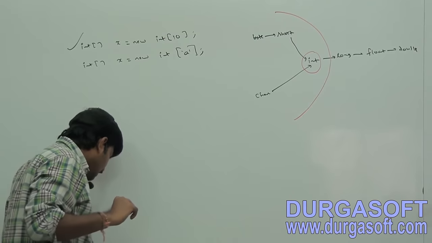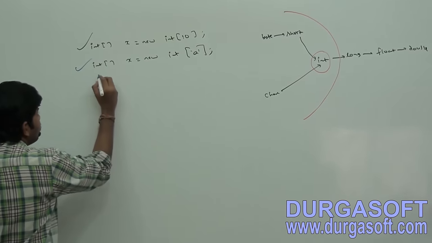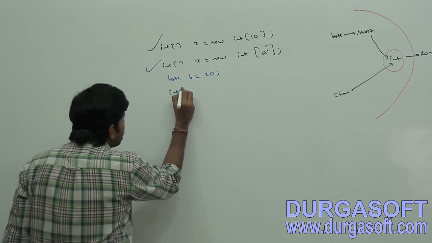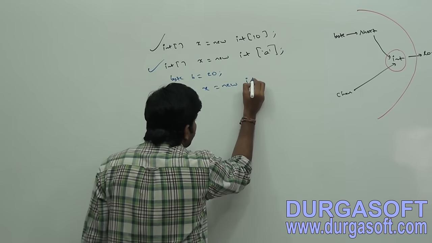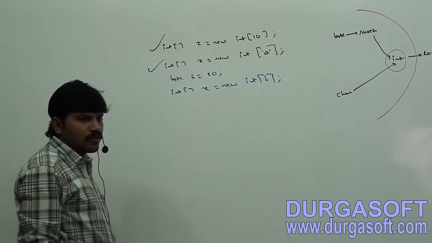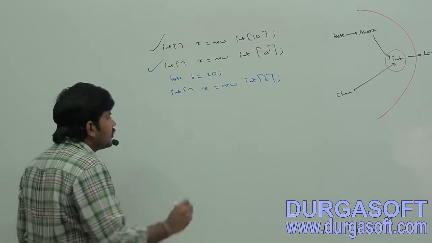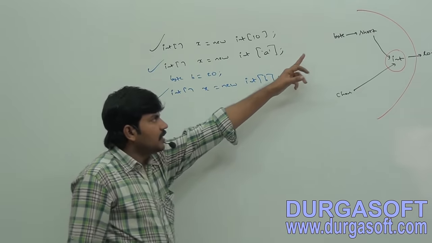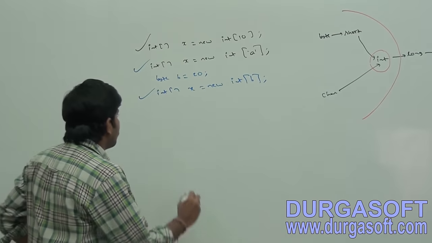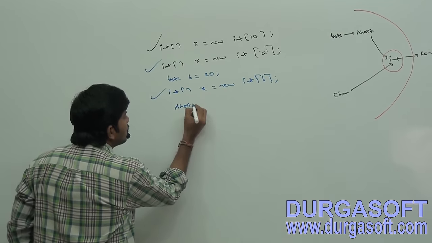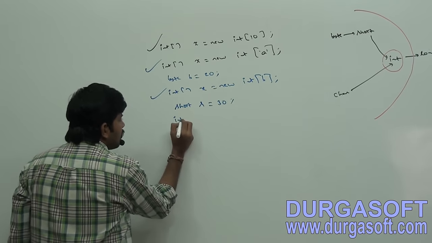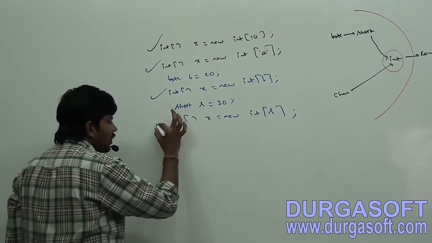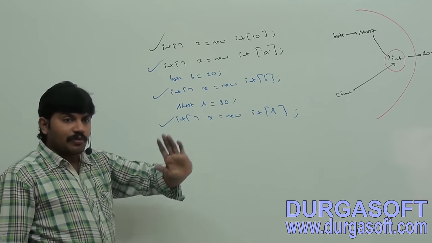Now, let me take a value. byte b = 20; int[] x = new int[b]. Is it valid or invalid? This one is 100% valid, no problem, because byte can be provided in the place of int. Next, short s = 30; int[] x = new int[s]. Valid or not? Valid. Short can also be provided in the place of int.